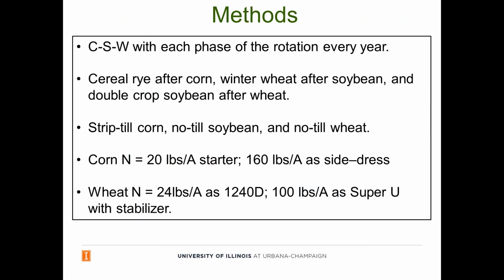So his methods briefly, as I said, we've got each phase of the rotation out there. It's cereal rye after corn. Winter wheat works like a cover crop. It occupies that same space in the rotation, and it is harvested. And then he's got double crop soybean out there after the wheat. And he does strip-till corn, no-till soybean, no-till wheat.